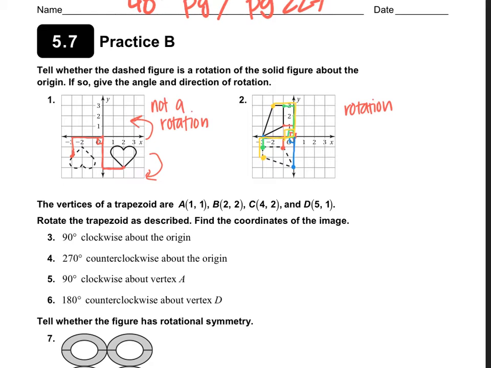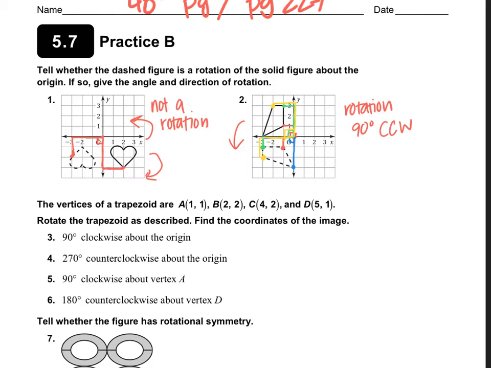Now, because I know this is a rotation, I also have to give the angle and direction. So I only moved once, that means it's going to be 90 degrees. And I moved the figure this way, so that means I moved it counterclockwise. So I put C, C, W, and that's going to be number 2.